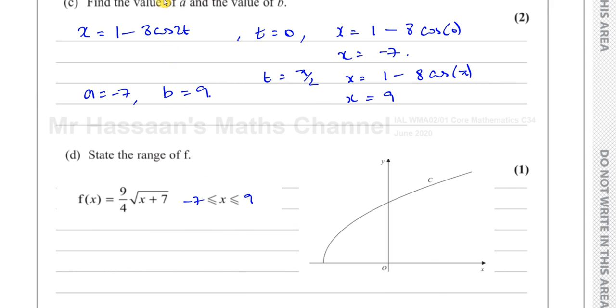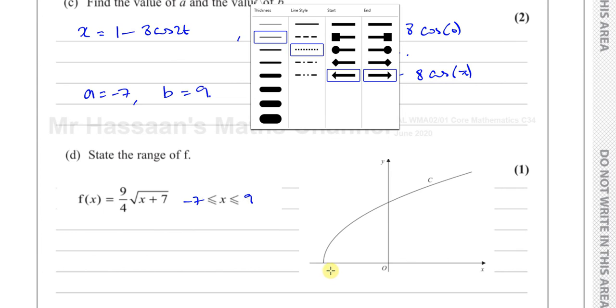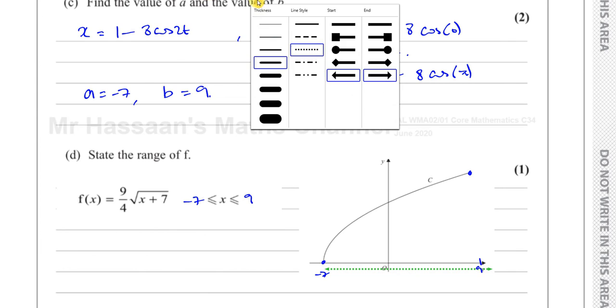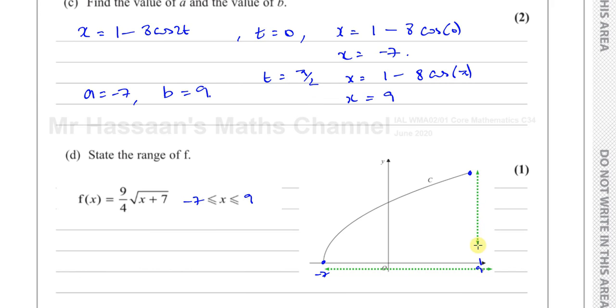Now the domain of a function is what values it can take on the x. Okay, the domain of a function is the x values it can take. And this function exists between x equals negative 7 up to x equals 9. The range of a function is the values it can take on the y. So the range would be between this point and that point, the values it can take on the y-axis.